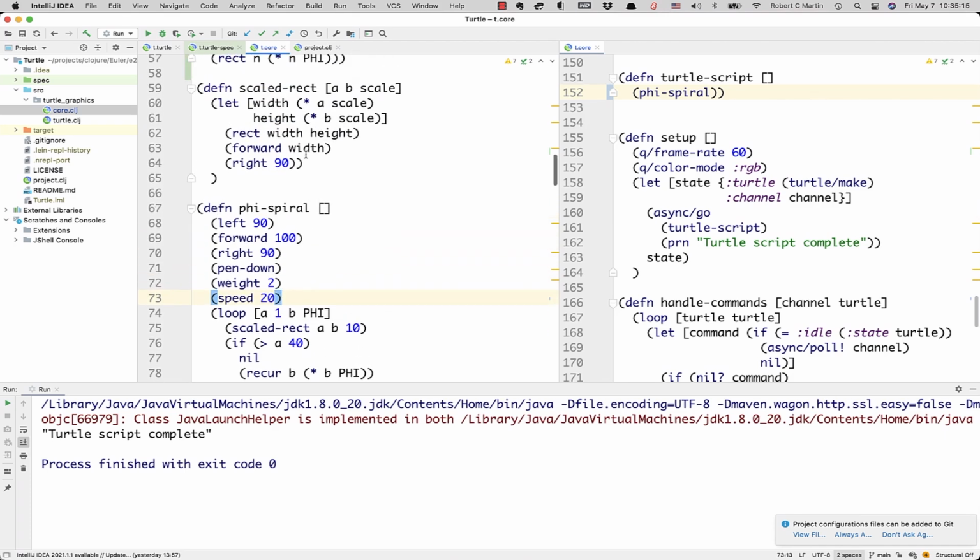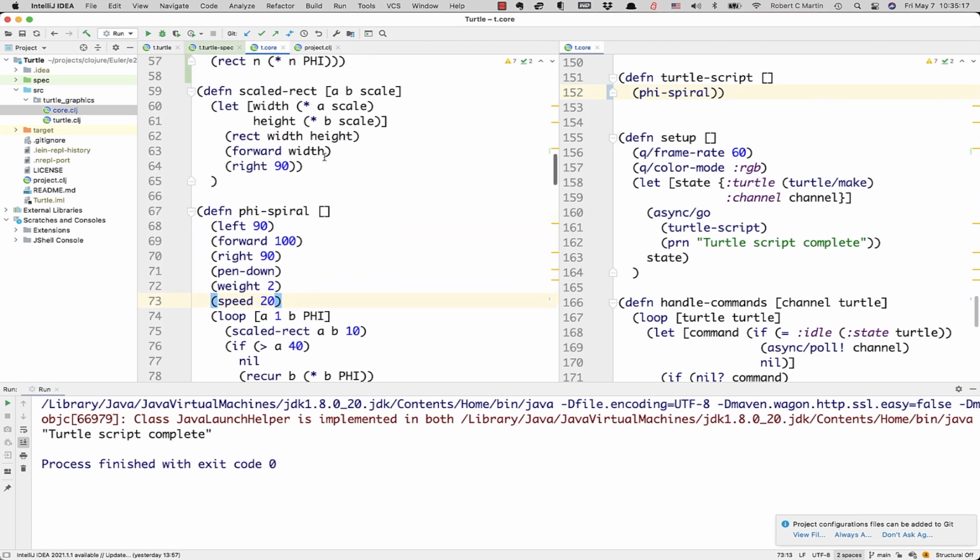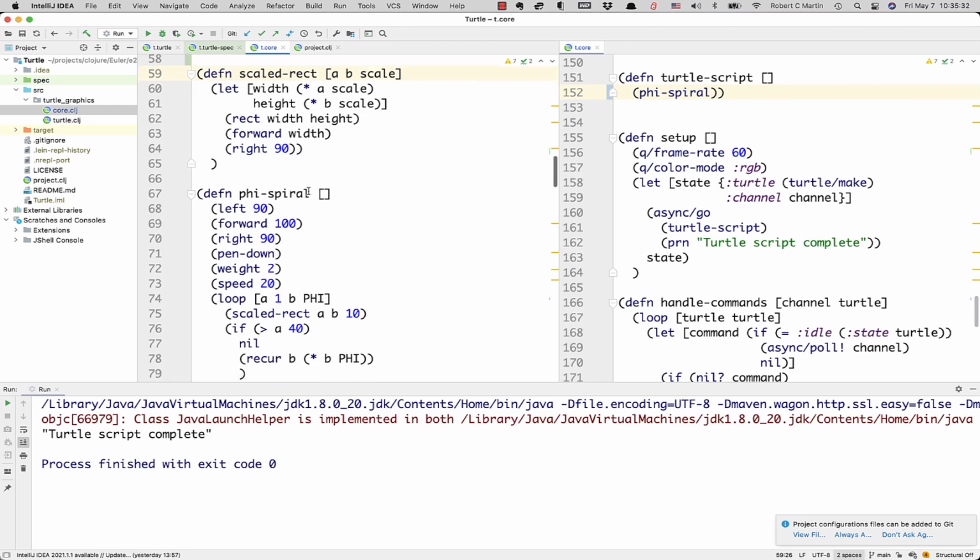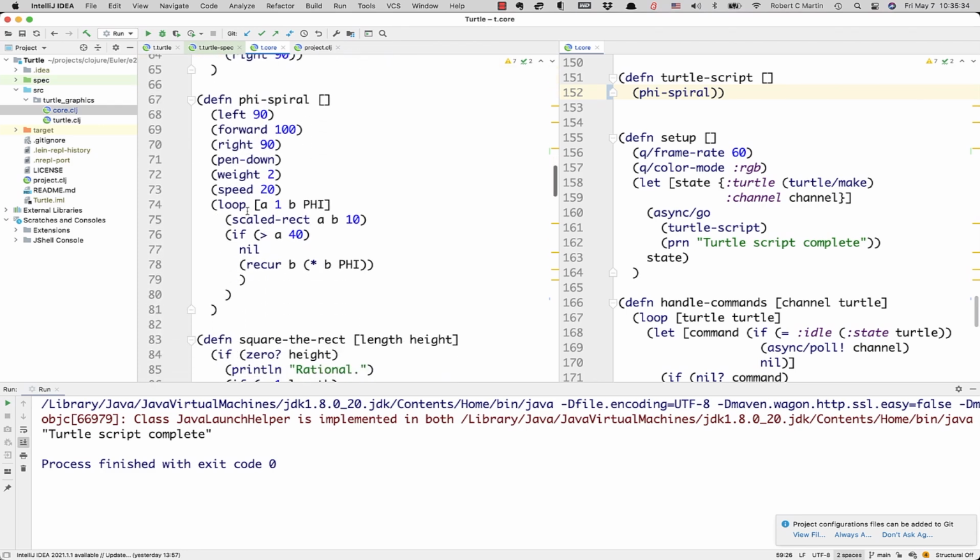Scaled rectangle is just this up here. It just calls the rectangle function with the width and the height, which is just A and B multiplied by the scale. There's not much more to it. There's also a little bit of positioning code in there. But it first of all draws the golden rectangle. Right? It is a golden rectangle. It's 1 by phi scaled by 10.